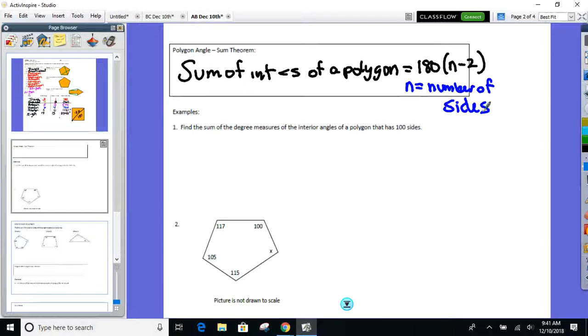All right. 2 minutes. That's all I can give you here. 2 minutes for numbers 1 and 2 right now. Find the sum of the degrees of the interior of 100 sides, and then the missing angle here. You and your group. Here you go. Make sure you all agree at the end.